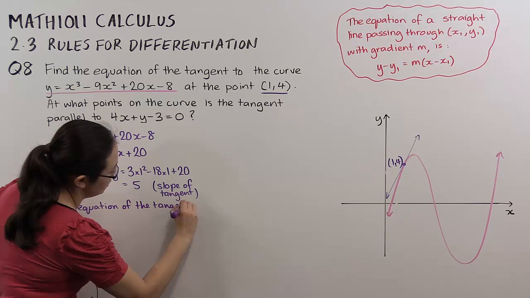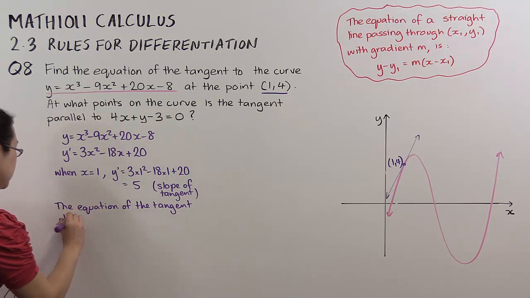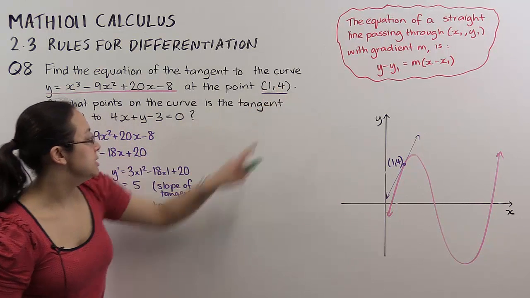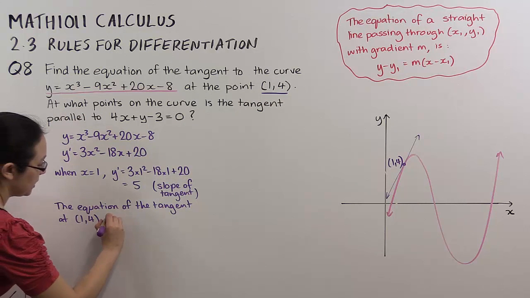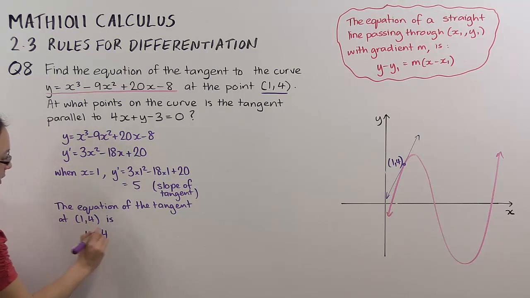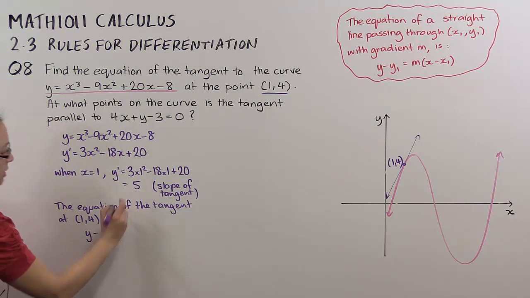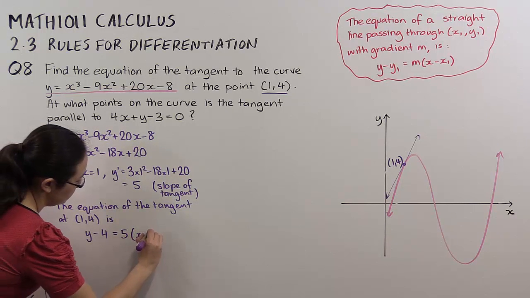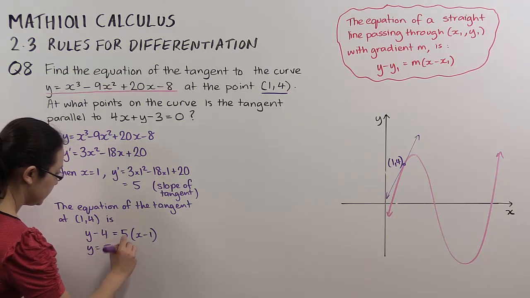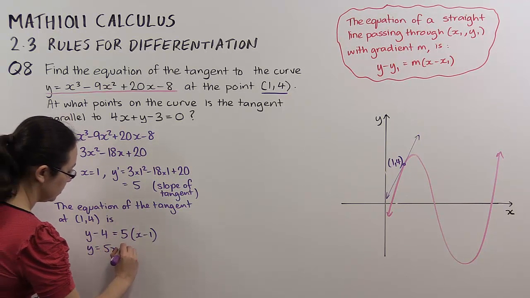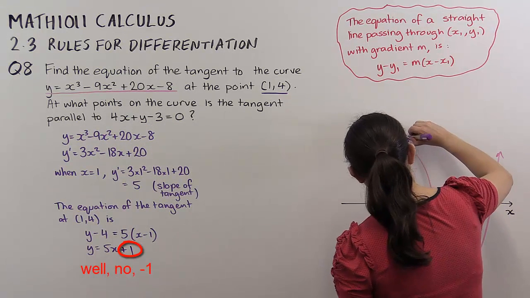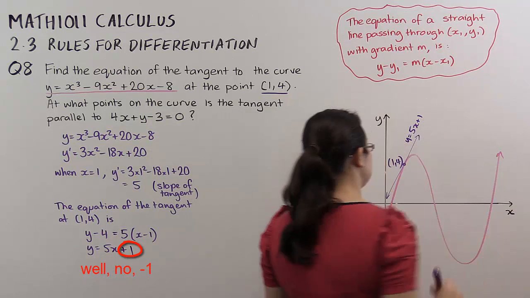And we want the equation of the tangent at the point 1, 4, right? So this is x1 and this is y1. Well, y minus y1, so y minus the y coordinate, is the gradient. Well, the gradient is 5 outside of x minus x1. So in other words, y equals 5x minus 5, and then plus the 4 is going to be plus 1. So the equation of this line here, the equation of the tangent, is y equals 5x plus 1.